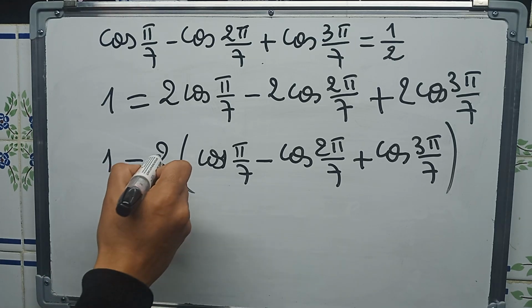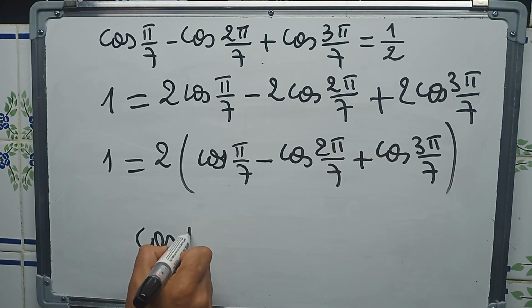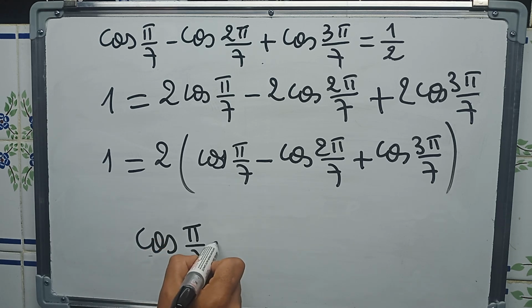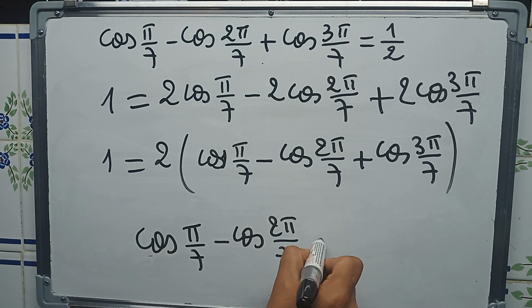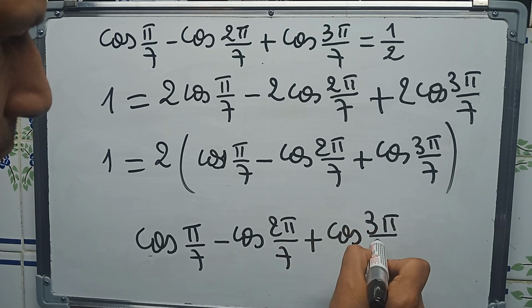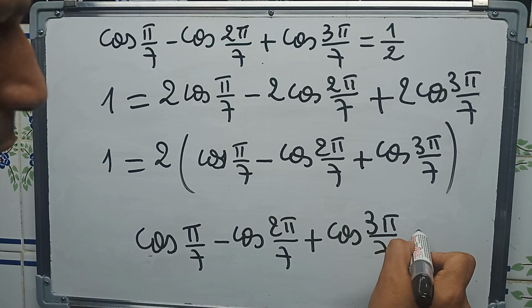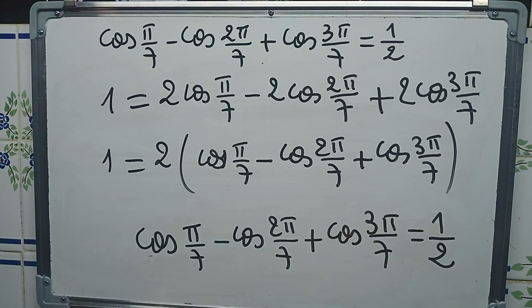And now we just divide by 2 and we get our formula: cosine pi over 7 minus cosine 2 pi over 7 plus cosine 3 pi over 7 is of course equal to 1/2. You see here the power of complex analysis in proving formulas like this. And of course this concludes our problem.